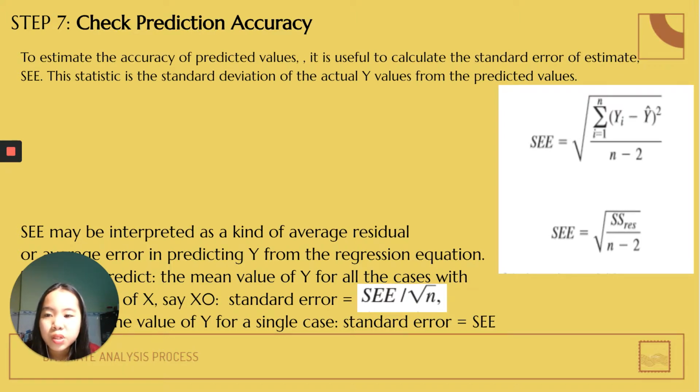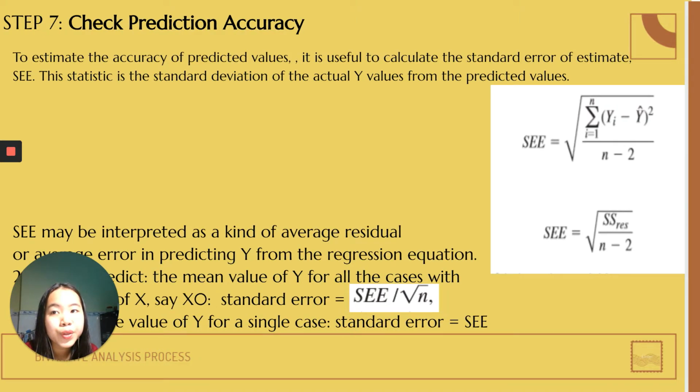So there are two cases to predict. The first one is you predict the mean value of y for all the cases when given a value of x. In this situation, the standard error equals SEE over the square root of n. The other case is you want to predict the value of y in a single case. The standard error equals SEE. The standard error is different in the two situations, although in both situations it is a function of SEE.